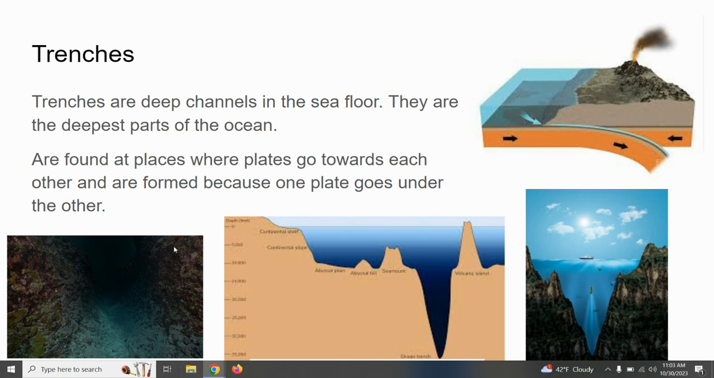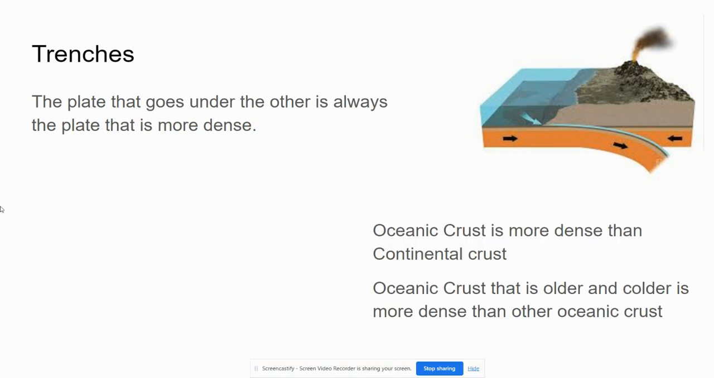These are formed because two plates are going towards one another, and one of those plates is going underneath the other. Just like before, we talked about how there's other names for this, and we're going to get to that in a second. But I want to first talk about how you know which plate is going to go underneath the other. So the one plate that's going to go underneath the other is always going to be the one that's more dense. Depending on what the plates are made up of depends on which one is more dense. We've talked about how oceanic crust is always going to be more dense than continental crust. So oceanic crust will always be the one that goes underneath.